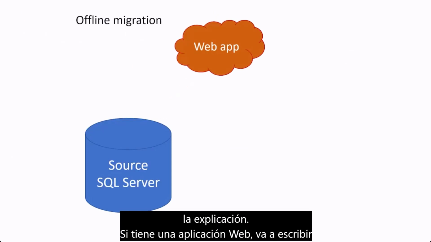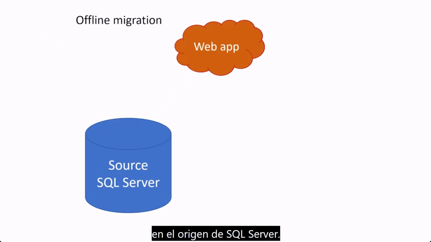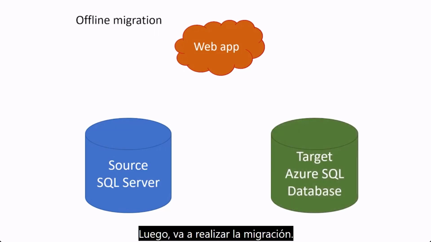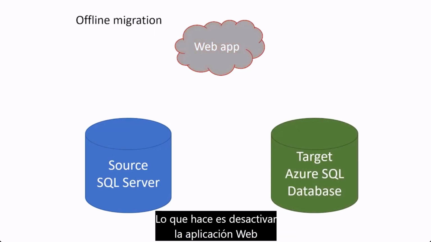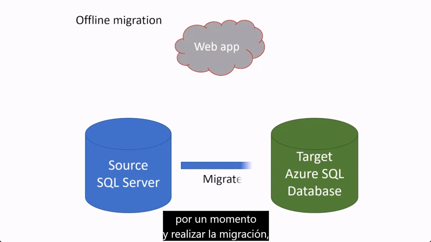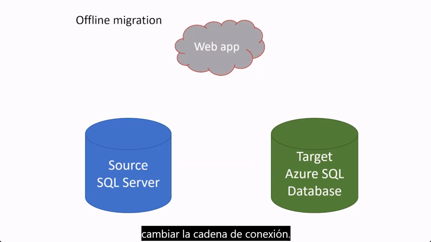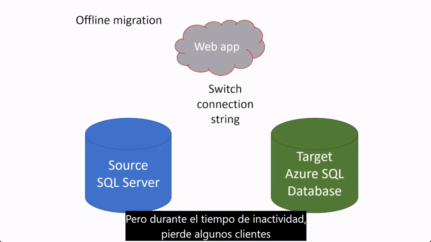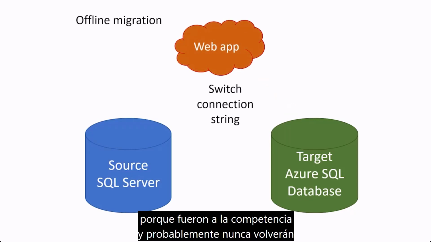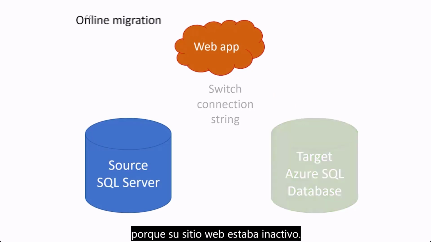If you have a web application, it's going to write to the source SQL server. Then you want to do the migration. What you do is you switch off the web application for the moment, and then you do the migration, switch the connection string. But during the downtime, you have lost some customers because they went to the competition and they probably never come back because your website was down.